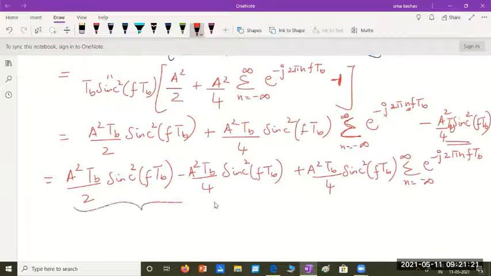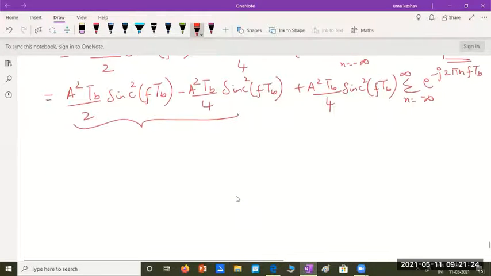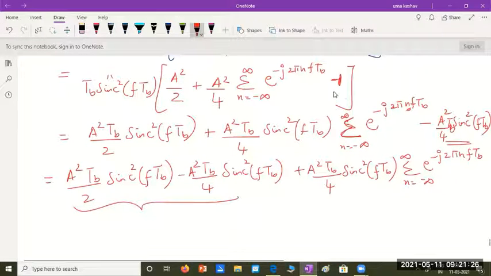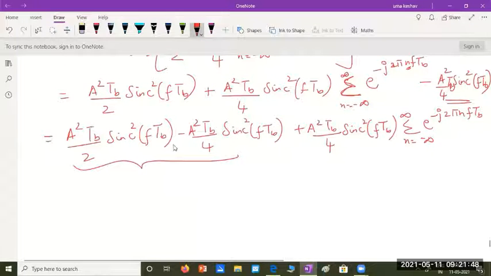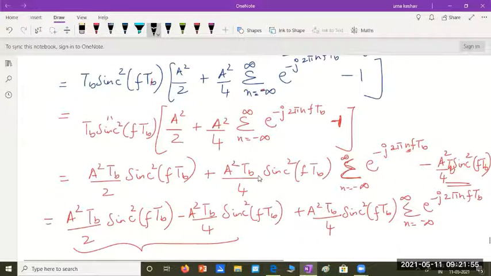So can I combine these two and simplify? See, whatever was minus 1 after multiplying with a square by 4 and tb sinc square ftb, I got this. And since there is no n in this term, I have brought it outside the summation and I'm trying to combine it with the first term because both are similar. Is that clear? So what would you get there? Ma'am, yeah, why did you multiply with the minus 1 that a square by 4 thing?